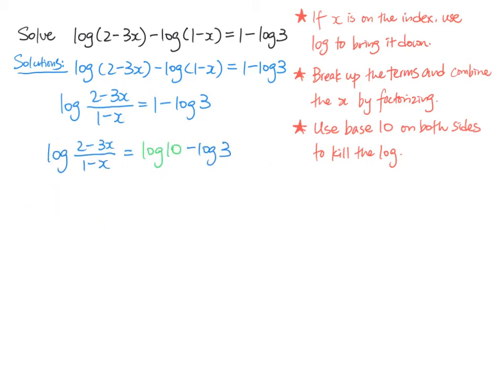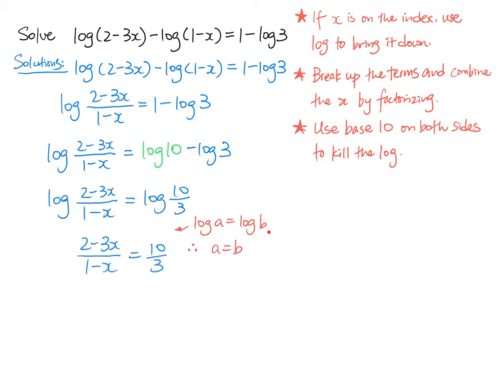Another way is to make both sides in terms of log. And we recognize that 1 is actually log 10. Then we could combine this. Then we will get this. And because log a equals log b implies that a equals b, this will just equal this, and the log will just disappear on both sides. Then if we continue, we'll get x equals 4.